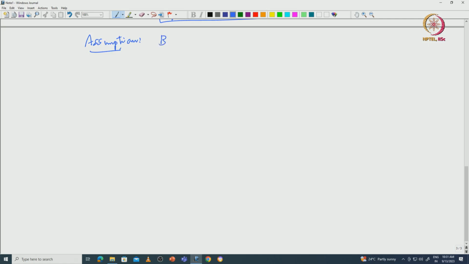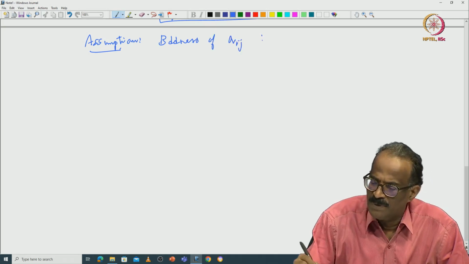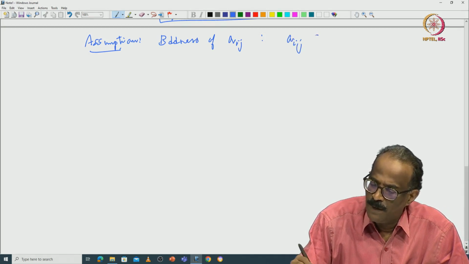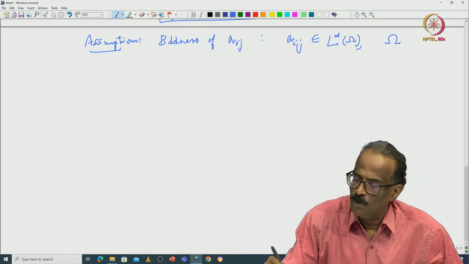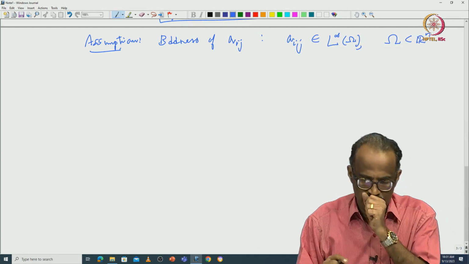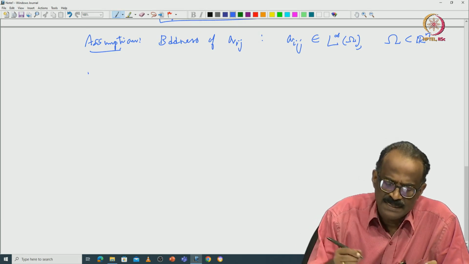Boundedness of Aij. Basically it says that Aij belongs to L infinity of some domain. We are already dealing with some domain omega in Rn, an open set.